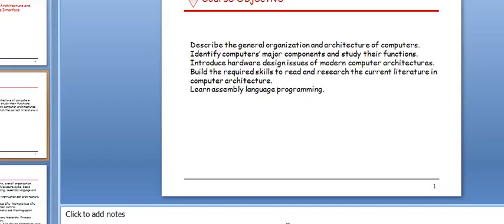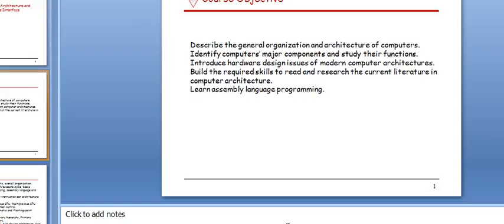First of all, we have just seen the course's objective of this program. We want to describe the general organization and architecture of a computer. It's important because if we want to design and develop a new architecture, then first of all we want to study an existing one, study what the drawbacks in that architecture are, and how we can overcome those drawbacks and continue with our new one.